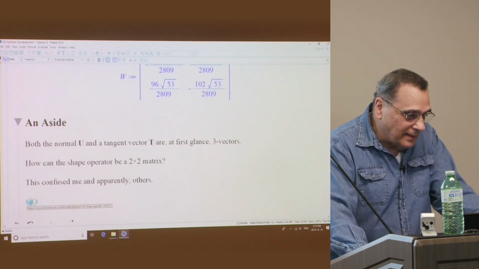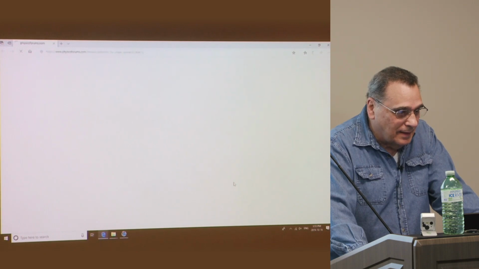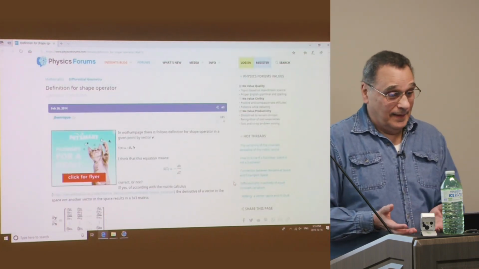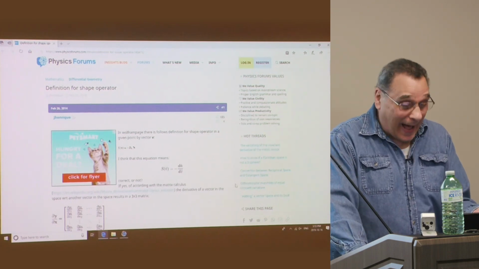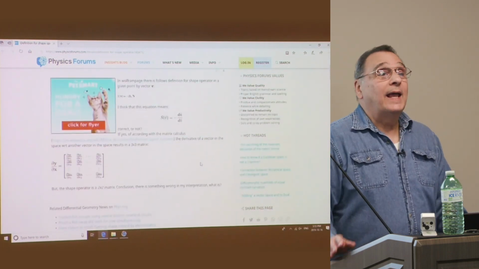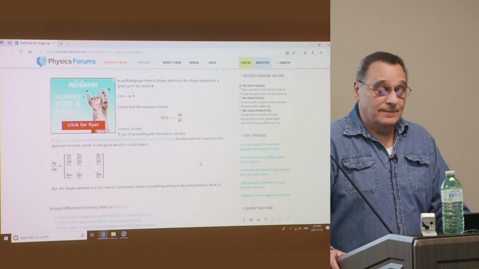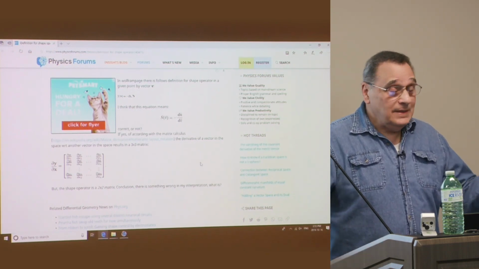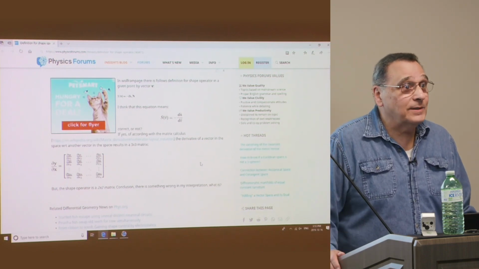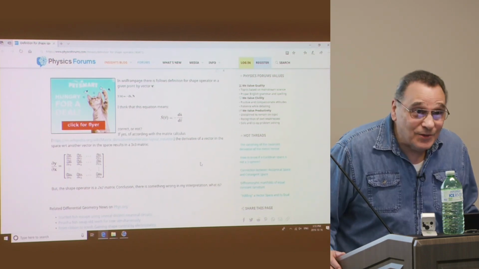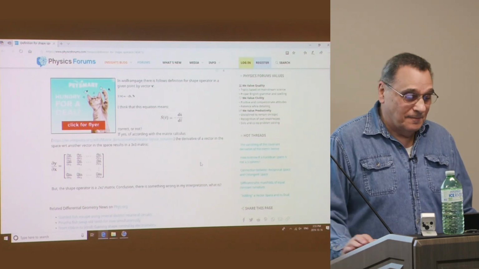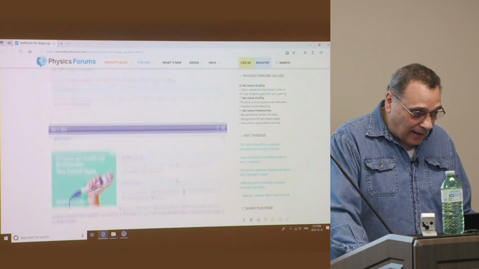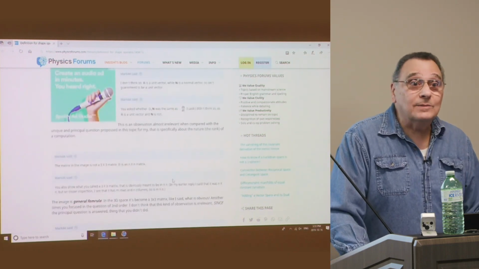So you go to the internet and you rummage, and I hope this comes up. Yes, there's a physics forum that I spotted, and somebody's asking exactly the same question. Shape operator is 2 by 2. Tangent vectors are not 2 by 2. What the hell is going on? And this goes on and on, and nobody ever answers the question.